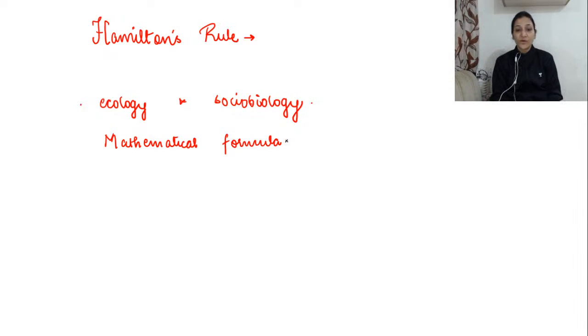It's a mathematical formula, this rule, and it was devised by a British naturalist and population geneticist, W.D. Hamilton. That is why it is also called Hamilton's rule. Now I'll tell you the basics of it. It supports the notion or idea that natural selection actually favors genetic success.